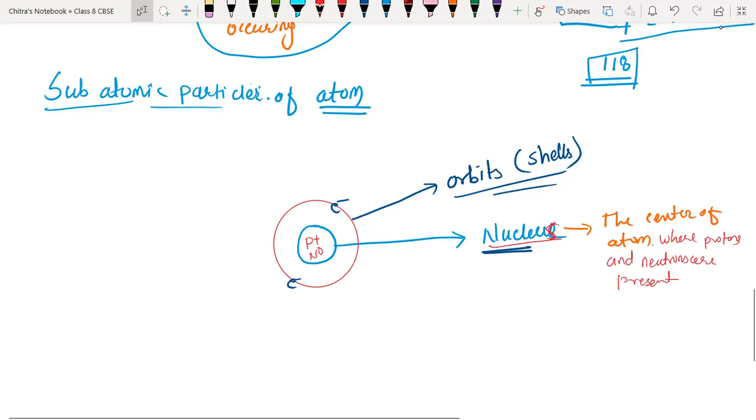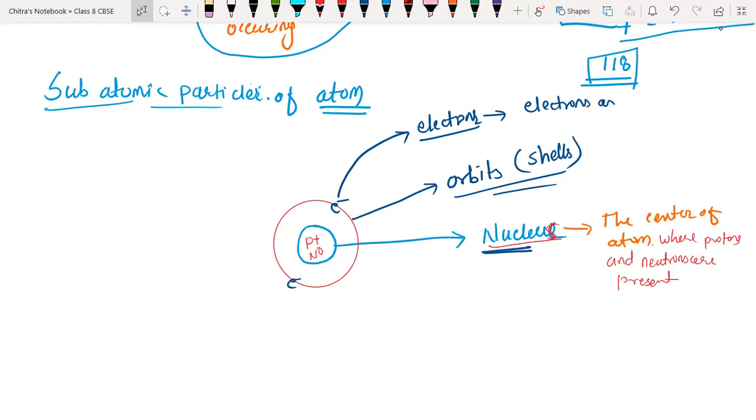These electrons are negatively charged particles. That's why I have mentioned a negative charge on them. So first we have to write electron. Yes, I'm writing here, don't worry. These are the negatively charged particles. I'm writing here electrons.